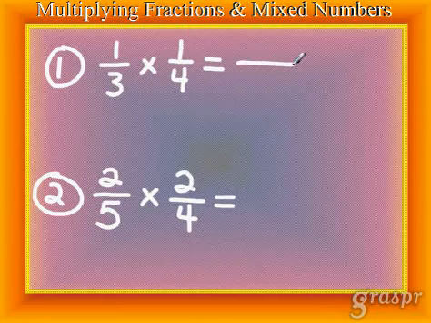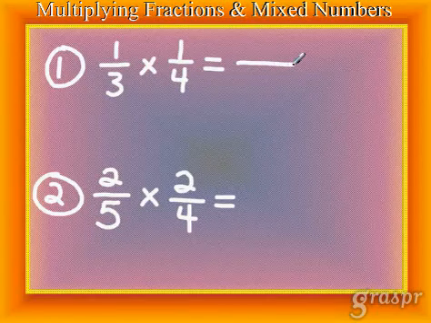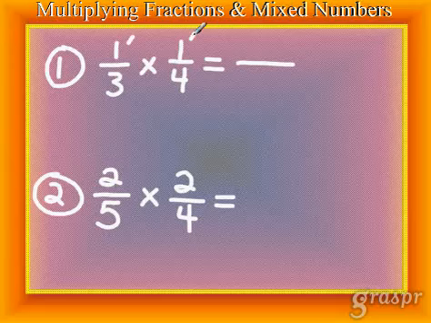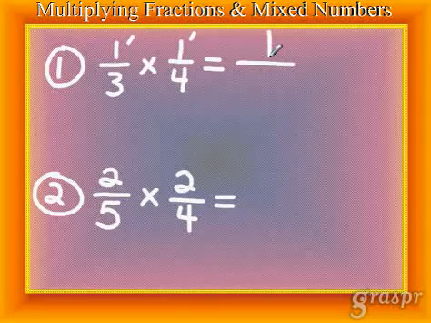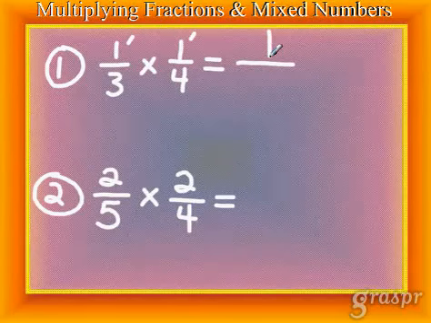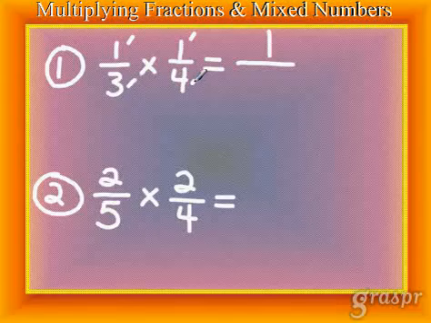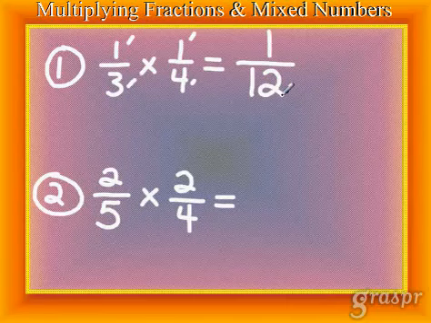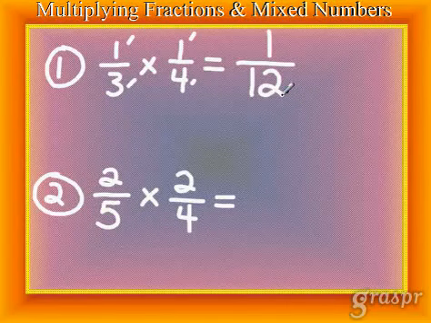are. So in our first example, 1/3 times 1/4, we're just going to work right across the top here. 1 times 1, our numerators give us 1. Then we multiply our denominators across. 3 times 4, that gives us 12. So 1/3 times 1/4 equals 1/12.